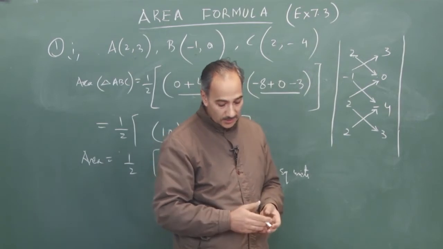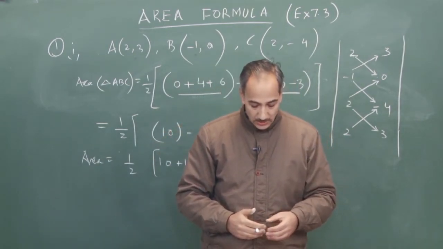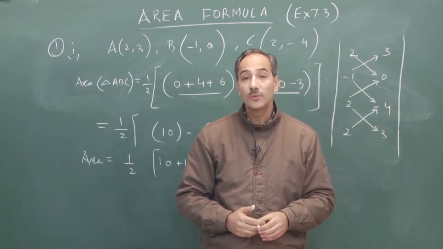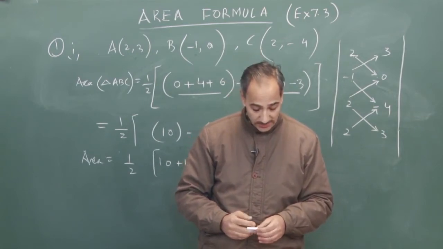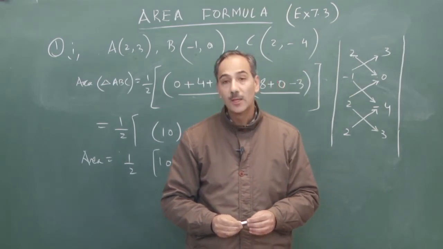You have second part. You can do it on the same lines. We'll move on to question number 2, which is a little bit different. Different in the sense it says, in each of the following, find the value of k for which the points are collinear. Points are collinear.